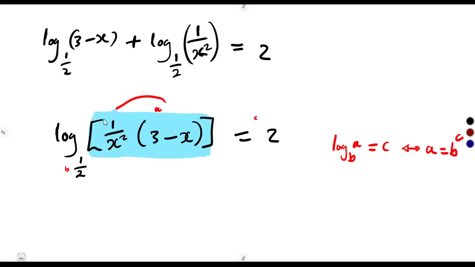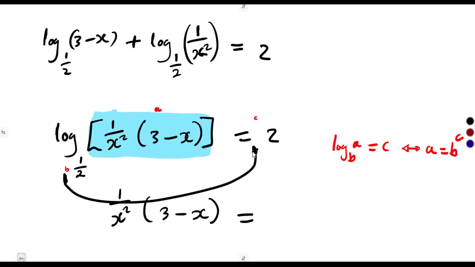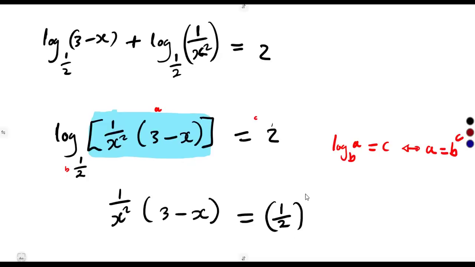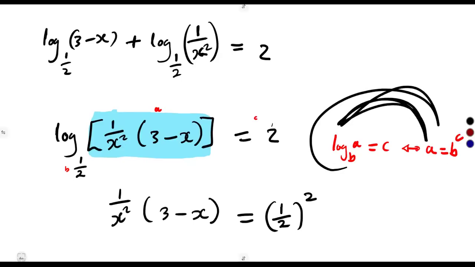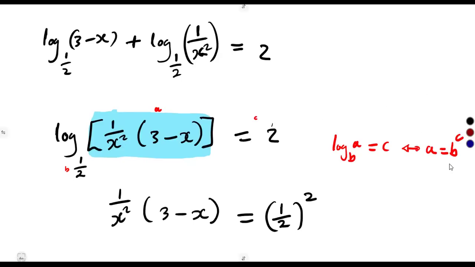So we are saying a, this part here, which is 1 over x squared into 3 minus x, is equal to what? B, the base, to the exponent of c, which is our answer there. So our b is what? That's a half to the exponent of 2. It is a law of conversion from logarithm to exponent, and exponent to logarithm.